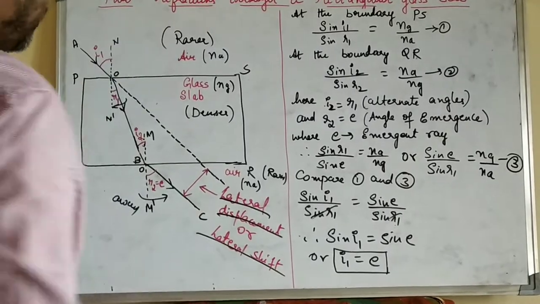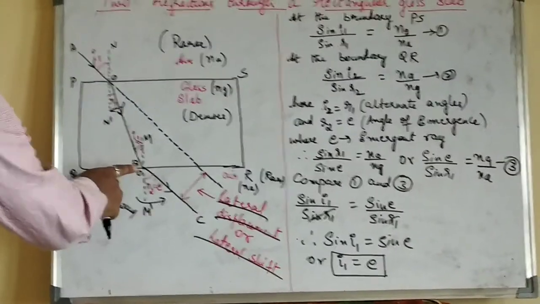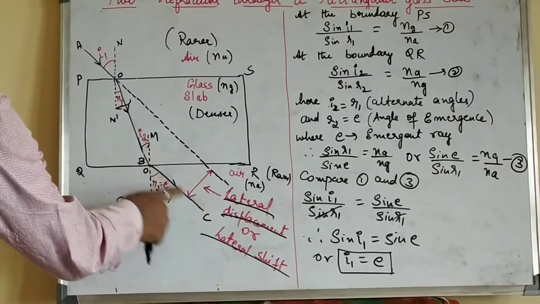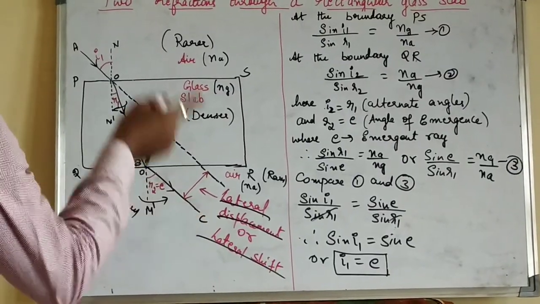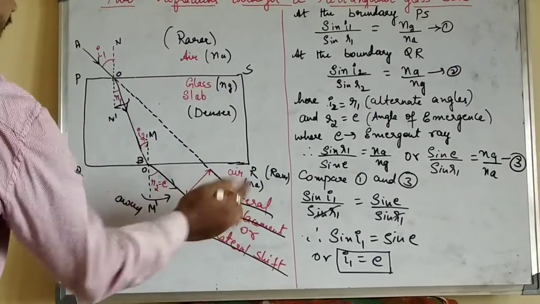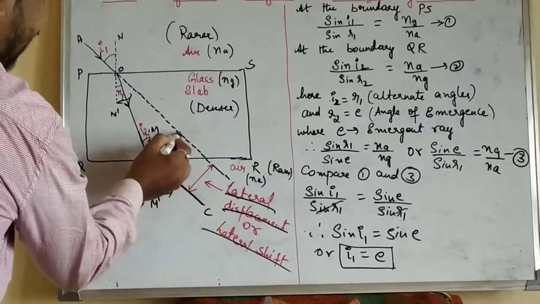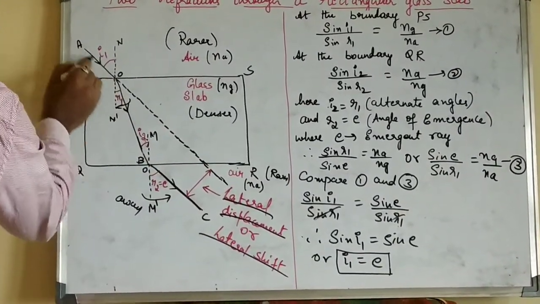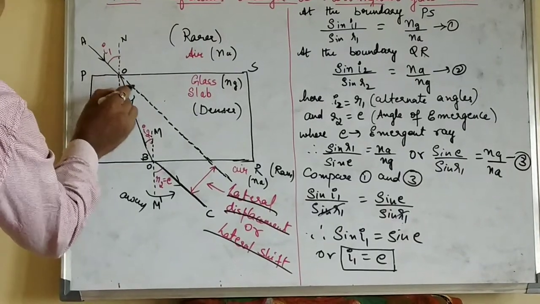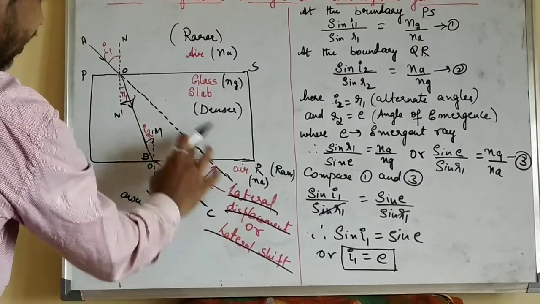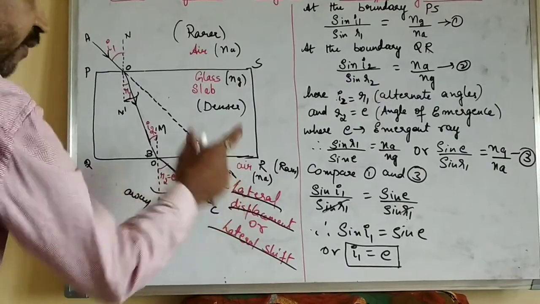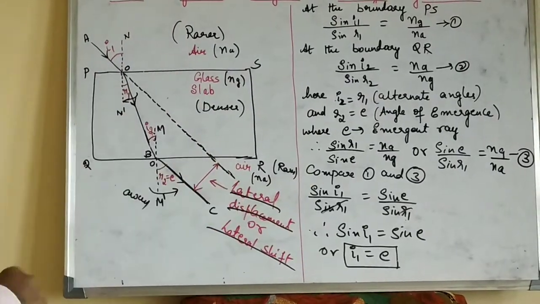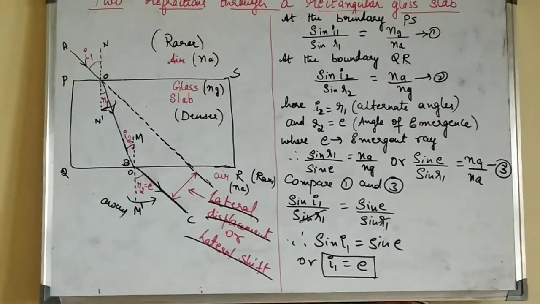Now, one more thing you should see here. This emergent ray, that is OC, is always parallel. You can see here, these two lines are parallel, right? It is parallel to the incident ray AO. This incident ray AO is going straight, undeviated. For that, this should always be parallel. Now, we can see that in the analysis.